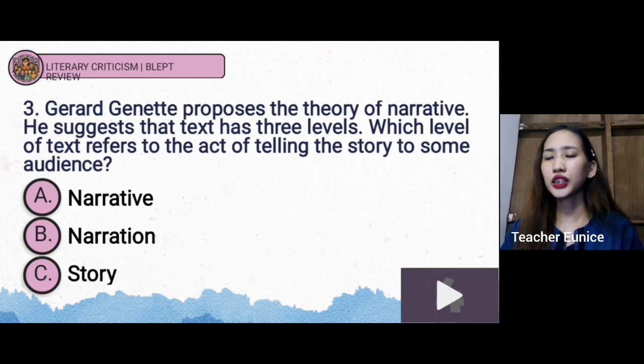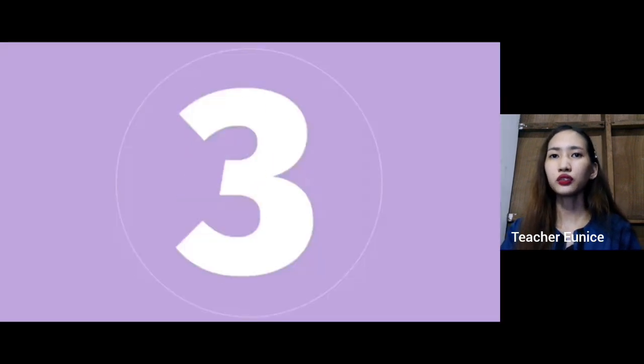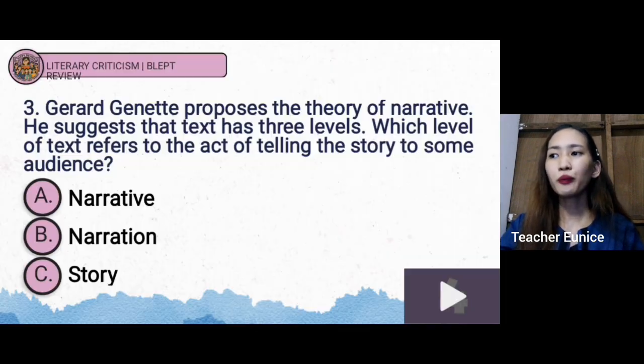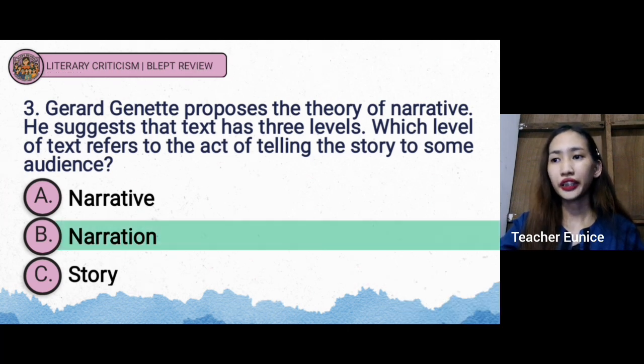Gerard Genette proposes the theory of narrative. He suggests that text has 3 levels. Which level of text refers to the act of telling the story to some audience? Letter A, narrative, B, narration, and letter C, story. So your 5 seconds timer starts now. So time is up, and the correct answer is letter B, narration.